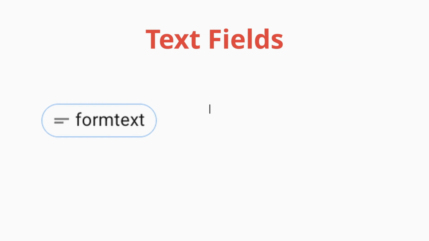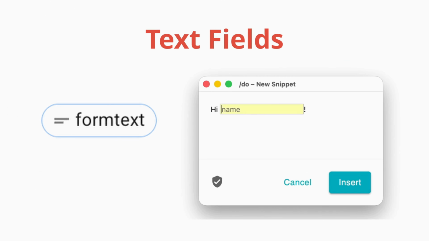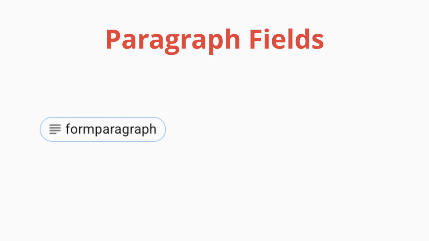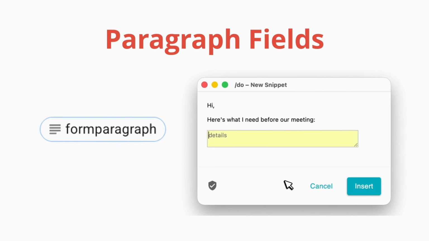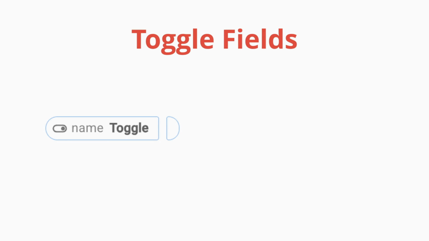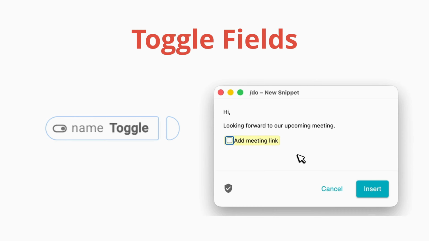Text fields are single-line placeholders where you can dynamically input content while inserting snippets. Paragraph fields are similar to text fields, but allow for multiple lines of input. Toggle fields are fields that you can click to enable or disable and dynamically insert content in your snippets.